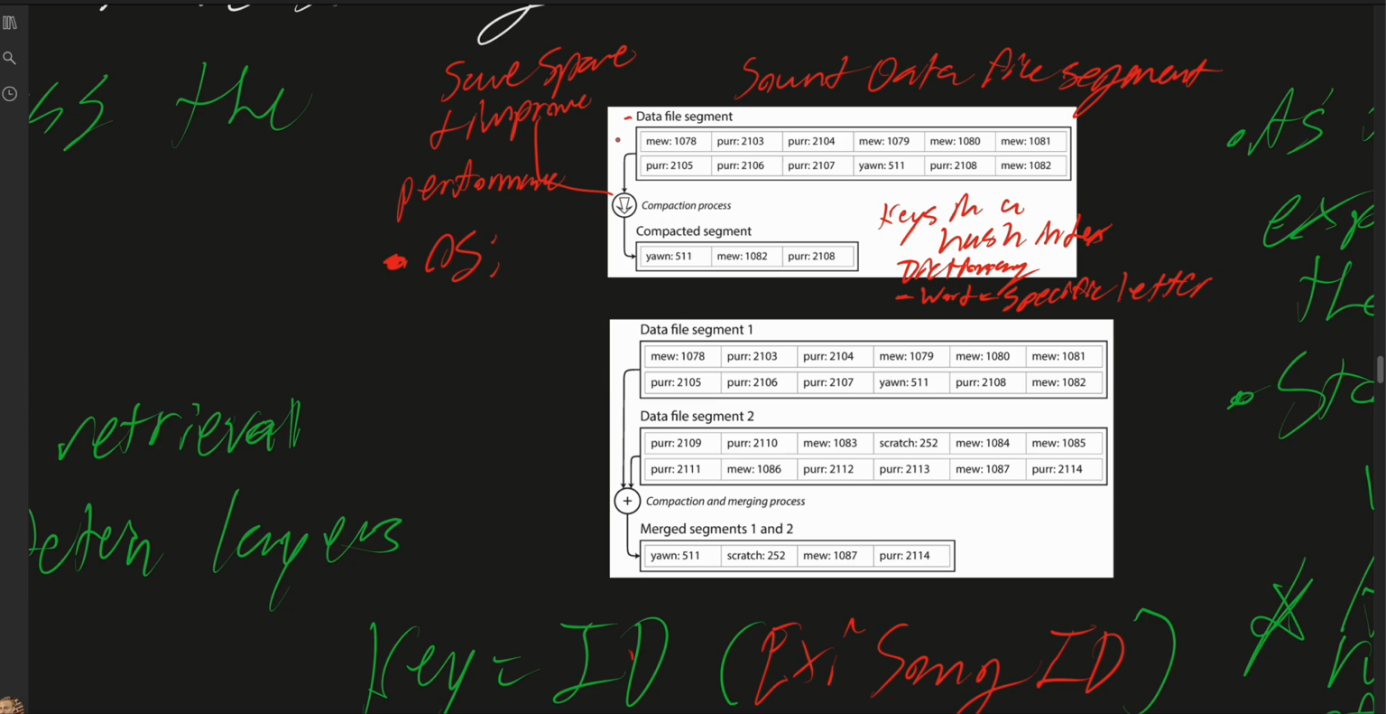So if we were to go off on our second part of the image, we will always have to keep in mind the different entries that are compacted into a single entry, and how whenever we update a given number inside of the data file segment, the following compacted segment would also reflect that as well. Now, if we were to expand upon this more, where we have different data file segments, these different data file segments actually merge data files 1 and 2 together, and then we will have some entries that are removed and combined, as seen with mu 1087 and then per 2114 being the remaining entries after the merging process, along with yawn and scratch.